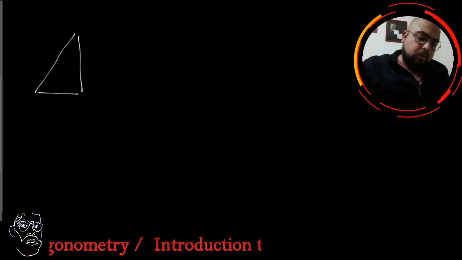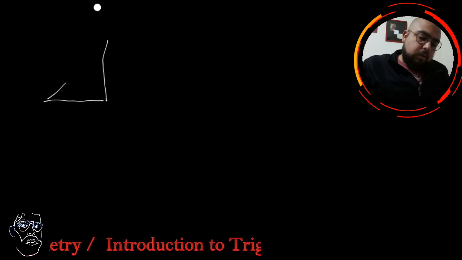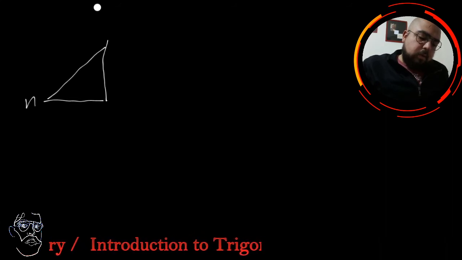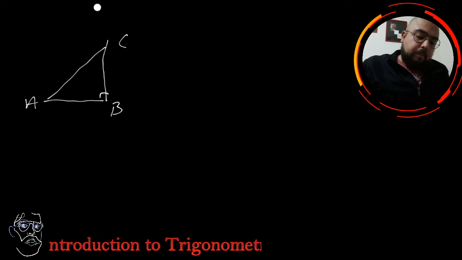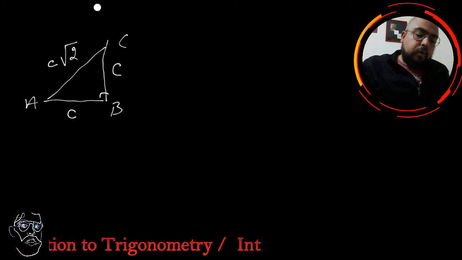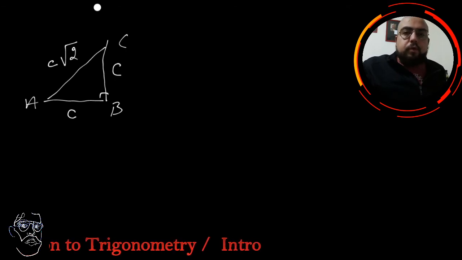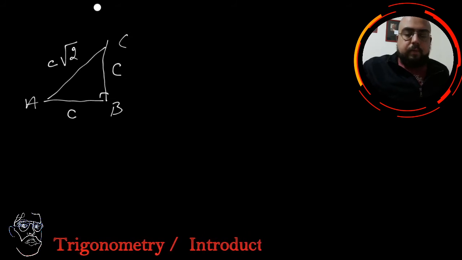So I'm going to repeat it again. Let's say this is my triangle, ABC. It is right-angled at A. I know that this side, let's say it's C, and this side is also C. What will the hypotenuse be? C square root of 2. Of course, you can use the Pythagorean theorem again, and you will be able to find these values.